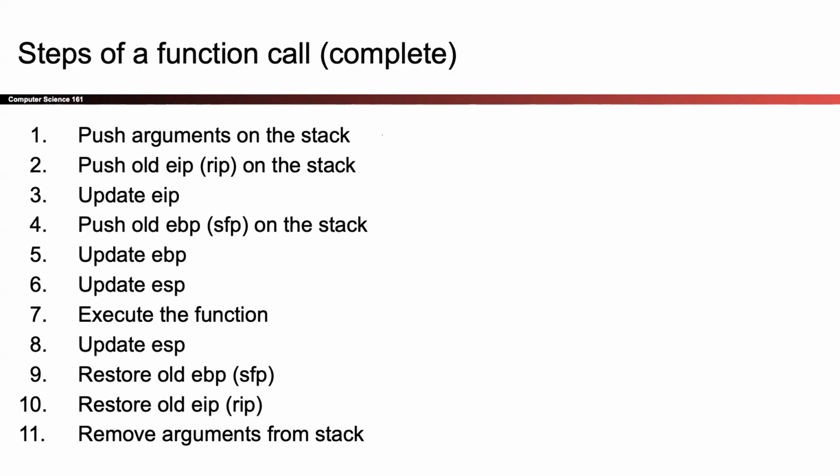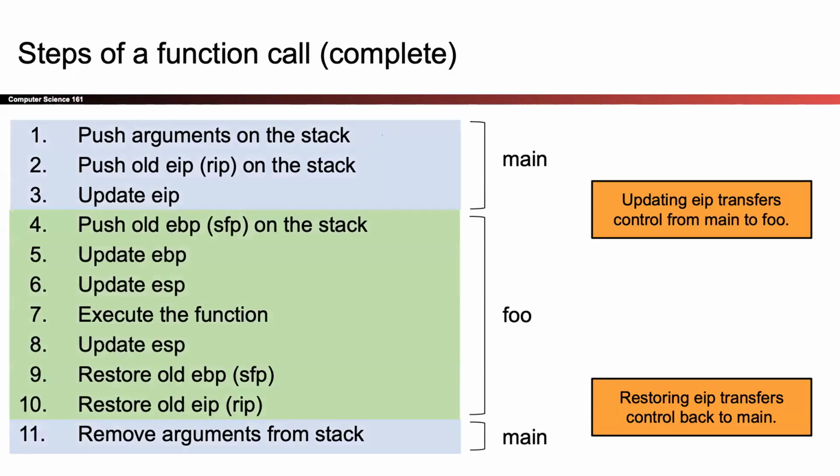So I want you to know that when you look at an instruction, you can say, oh yeah, that's saving the EBP, or that saved the EIP. And who does what? These first three items, the caller does. The next items, the callee does. And the last one, removing the arguments, the caller does. So a lot of the work is done by the callee.